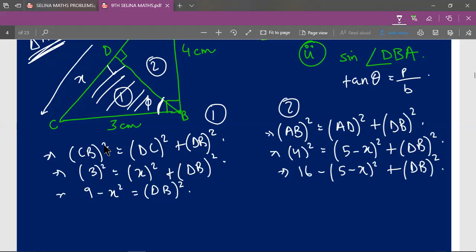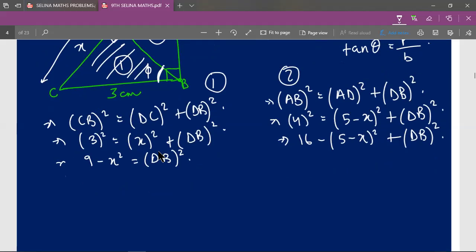Now CB whole square, 3 whole square, is equal to DC whole square. DC is the perpendicular, which is x. So 3 whole square is equal to x whole square plus DB whole square. This is DB, the base of the triangle DBC, but it is not given to us, so we'll assume it as DB whole square only.